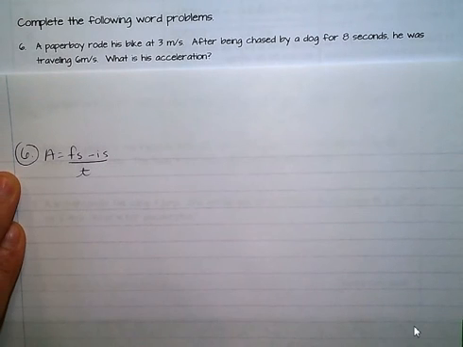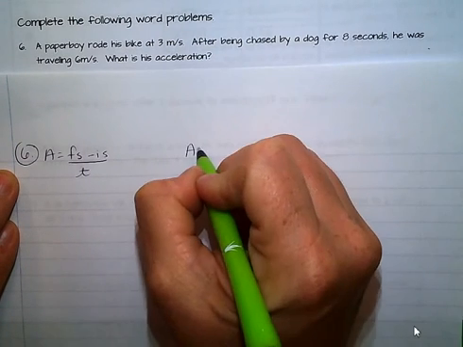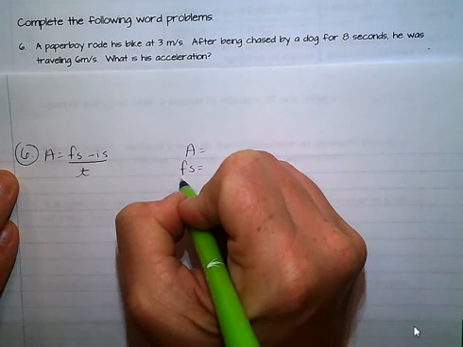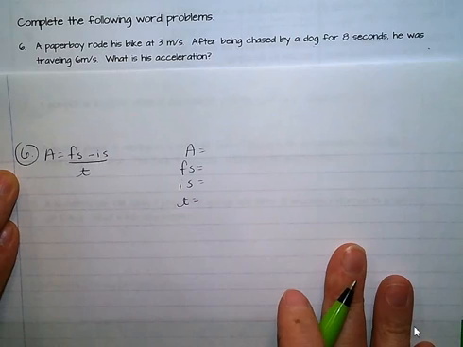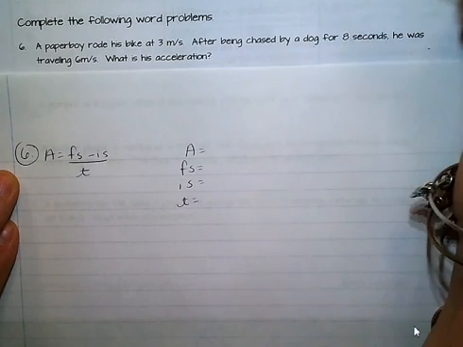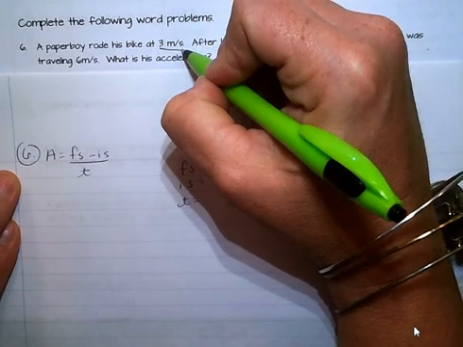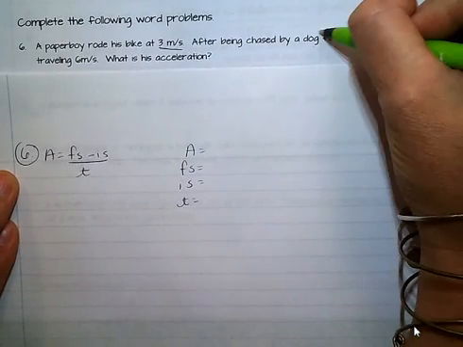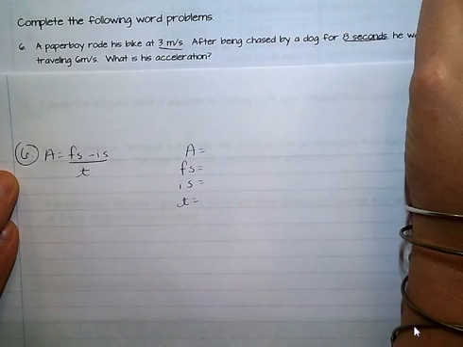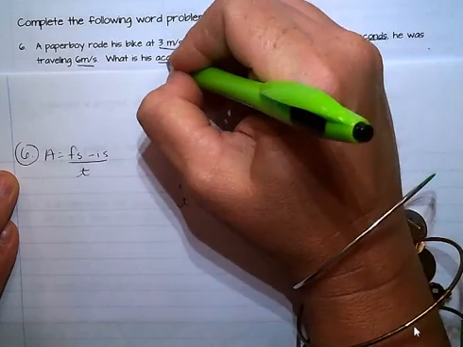This becomes a little bit harder because now it's giving you a situation. So I have to define what it's telling me. So that's why I define my variables over here. So now let's read the problem. A paperboy rode his bike at 3 meters per second. Okay, that's important. After being chased by a dog for 8 seconds, he was traveling at 6 meters per second. So we're looking for his acceleration.